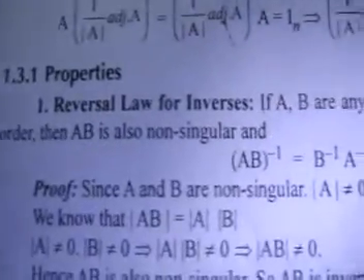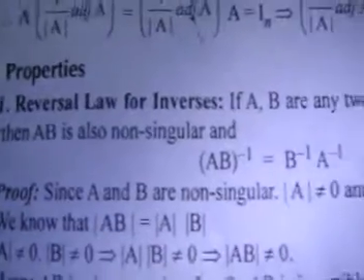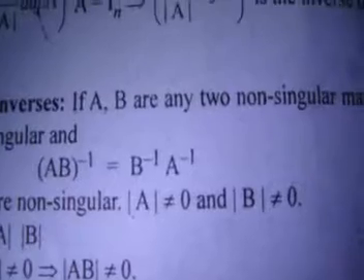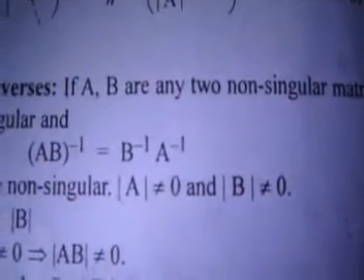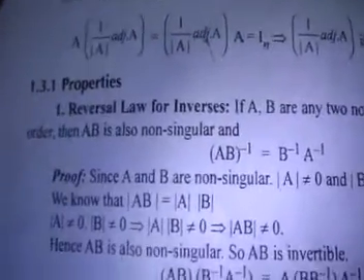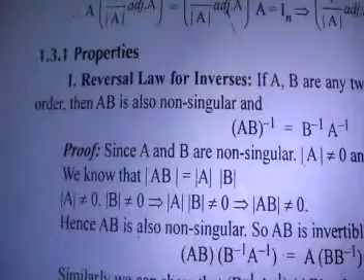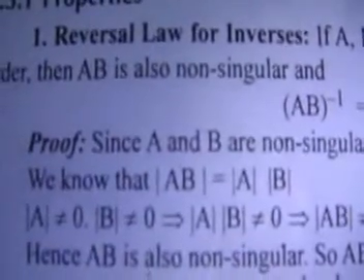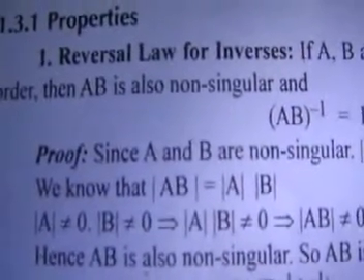Let us find the proof. Since A and B are non-singular, determinants are not equal to 0. That is, determinant of A and determinant of B are not equal to 0. Right? So, we know that determinant of AB, A into B, equals determinant of A into determinant of B, from one of the previous properties.